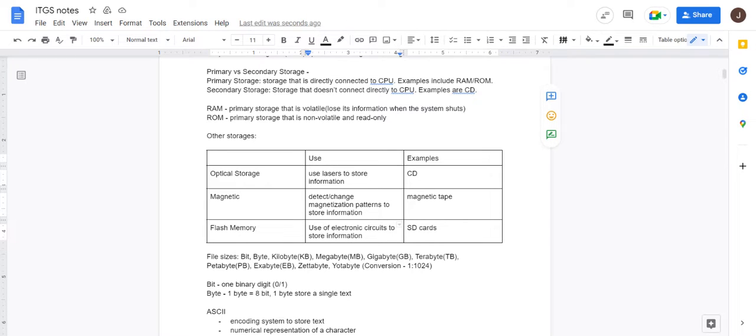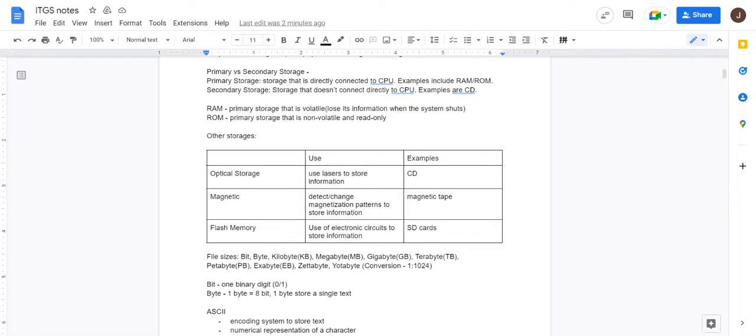Optical storage just uses lasers to store information. An example of that is CD. Magnetic storage detects or changes magnetization patterns to store information. A blatant example is magnetic tape. Flash memory, lastly, is the use of electronic circuits to store information. An example is SD cards.